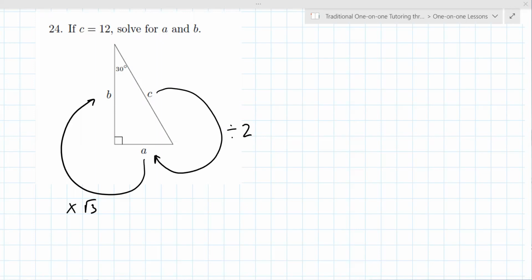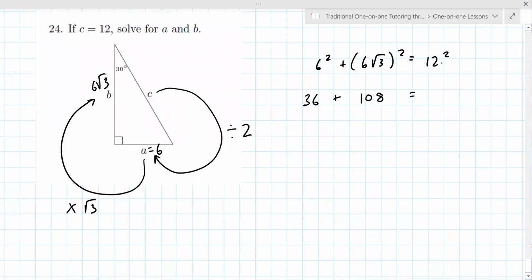Okay, so A, the short leg, is 6, and the long leg is 6 square root 3. Perfect. And again, 6 squared plus (6 square root 3) squared equals 12 squared. So 36 plus 36 times 3 is 108. And then 12 squared is 144. 36 plus 108 is 144. So these do work. All right, so a good lesson today.